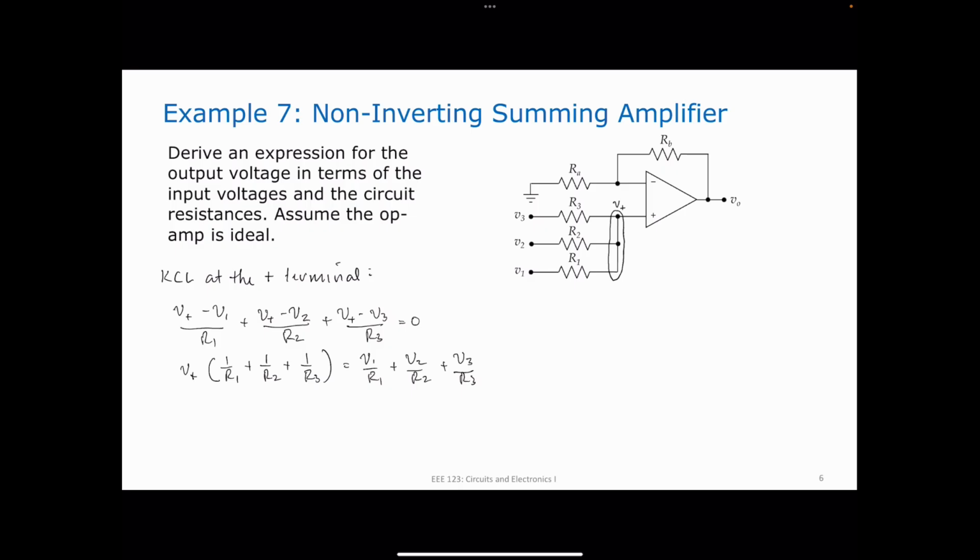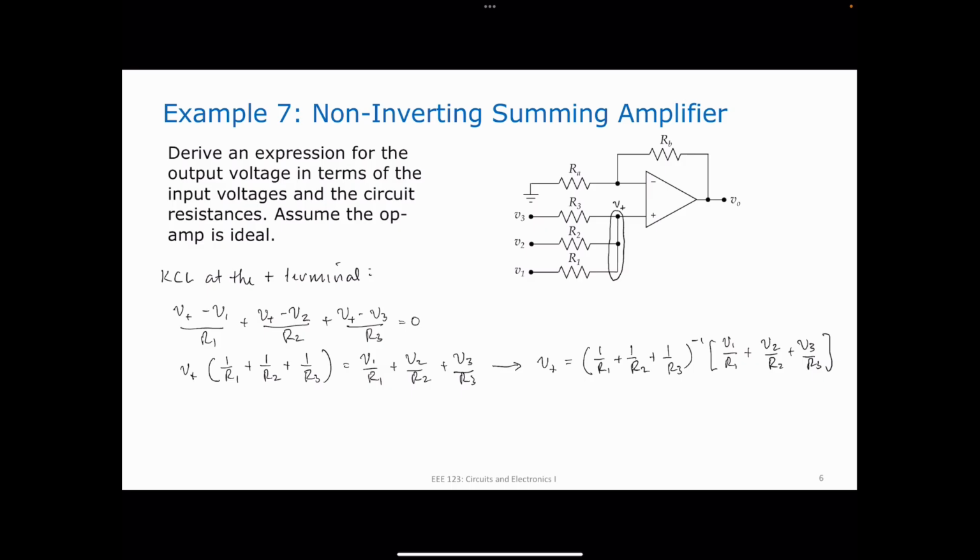So from this, we know now that V plus is equal to (1 over R1 plus 1 over R2 plus 1 over R3) raised to the minus 1, because I put it on the other side of the equation, and then V1 over R1 plus V2 over R2 plus V3 over R3. So that just gives me a relationship between V plus and my input voltages. But what I want is an expression for my output voltage.